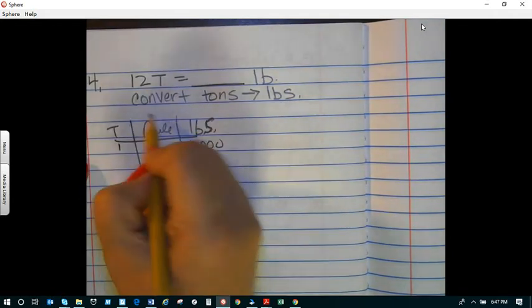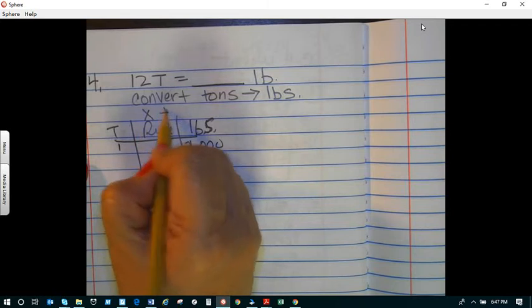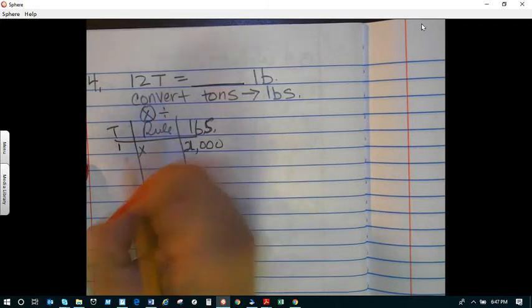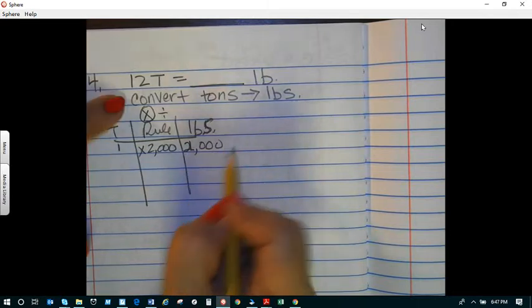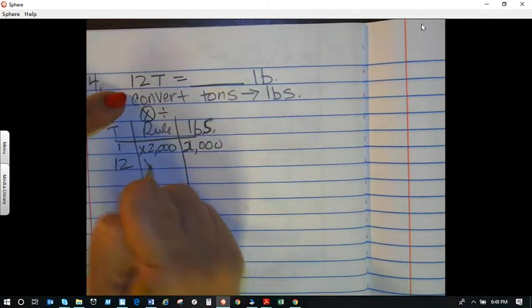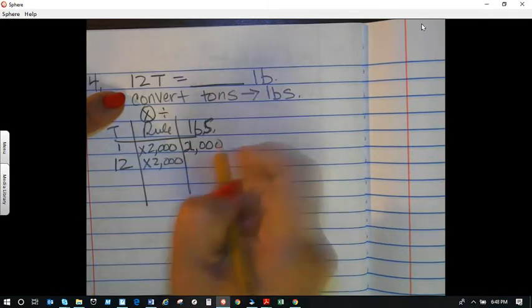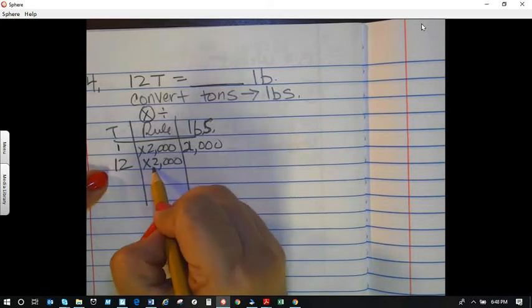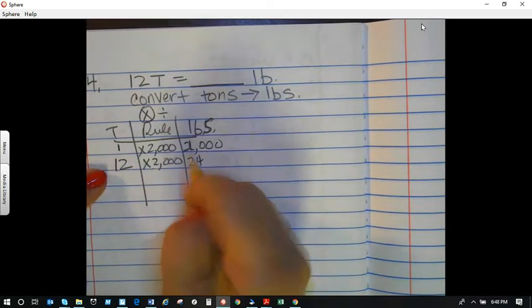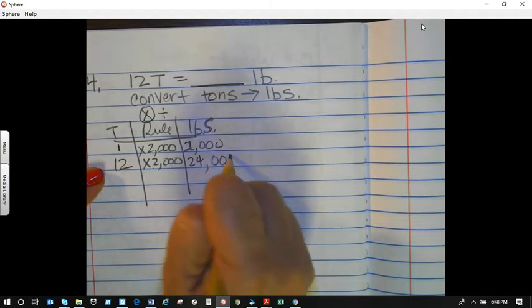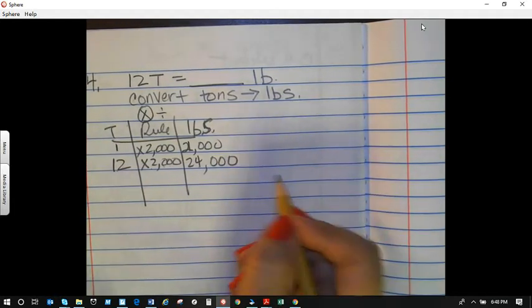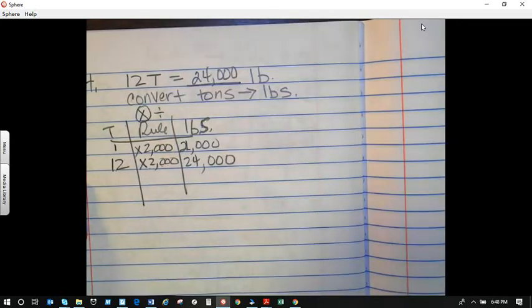How did I do it? Well, I multiplied or divide. I'm going to multiply 1 times 2,000 equals 2,000 pounds. Well, here I'm going to have 12 tons. 12 times 2,000 pounds. 12 times 2 is 24. And how many zeros? 1, 2, 3. That's 24,000. So 12 tons is equal to 24,000 pounds. I'm going to write that over here on my paper.